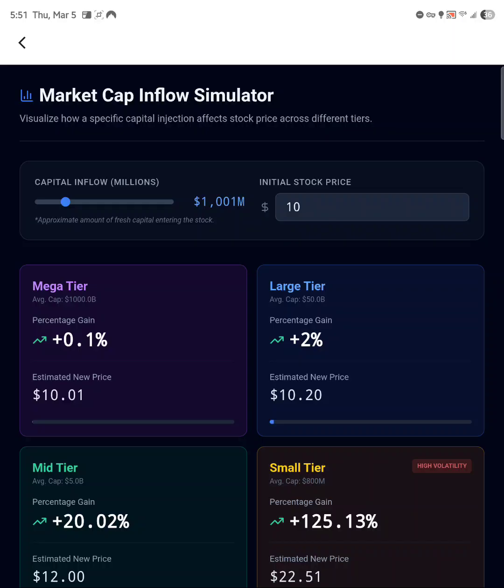So in summary, the smaller the market cap, the easier it is to move the price. Okay? But it's also more risky.